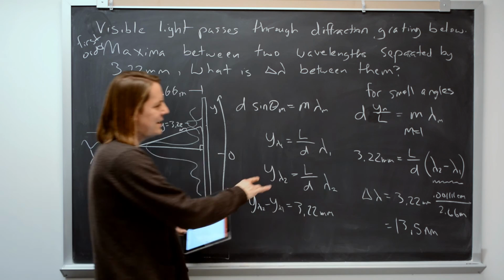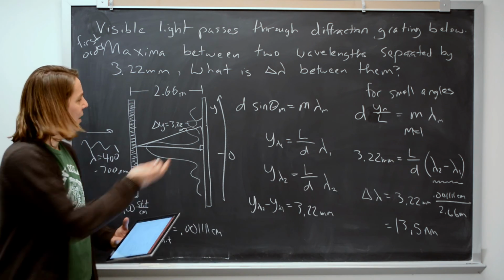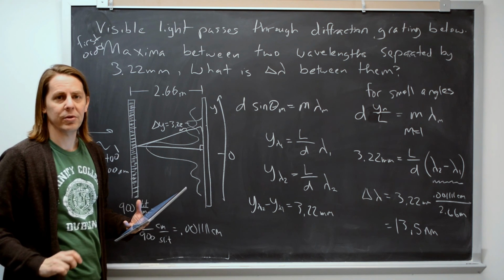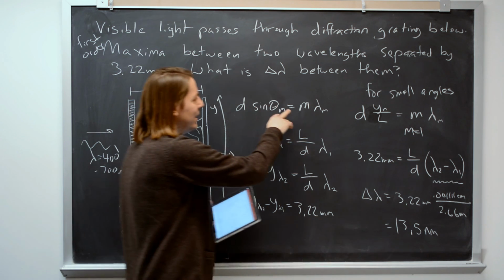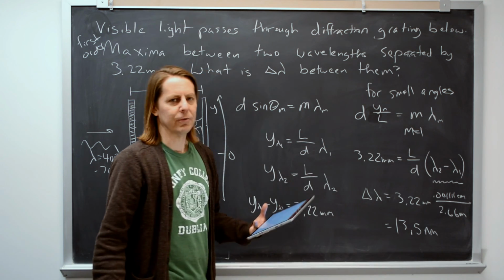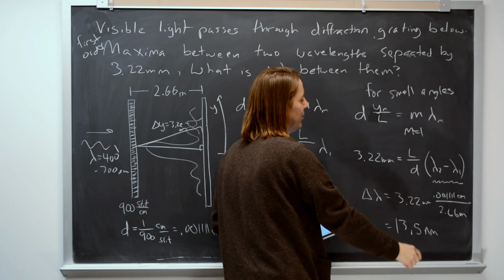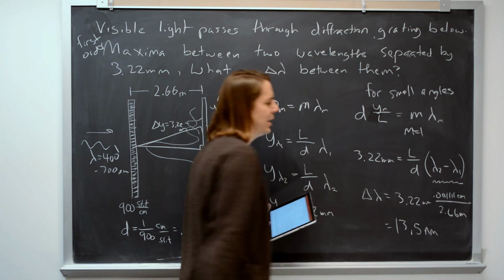The reason, in the end, the math didn't turn out very complicated is because the height is linear with the wavelength. If you assume small angles, you can see y and lambda are both just sitting here to first order. And so that's why a little change in y is proportional to a little change in wavelength. You really just have to multiply by d over L to get it.